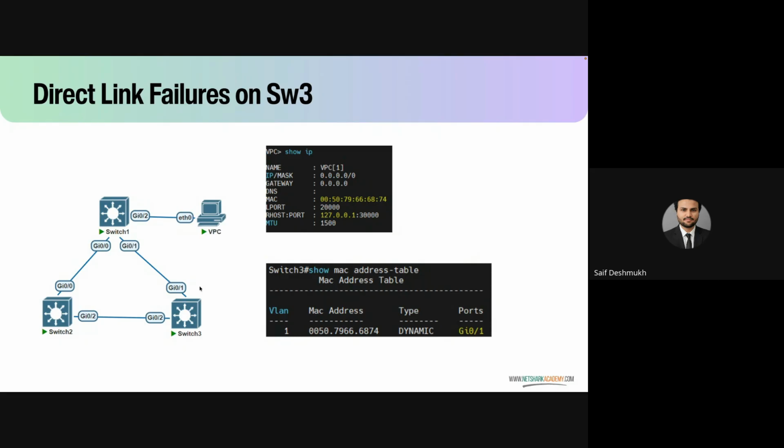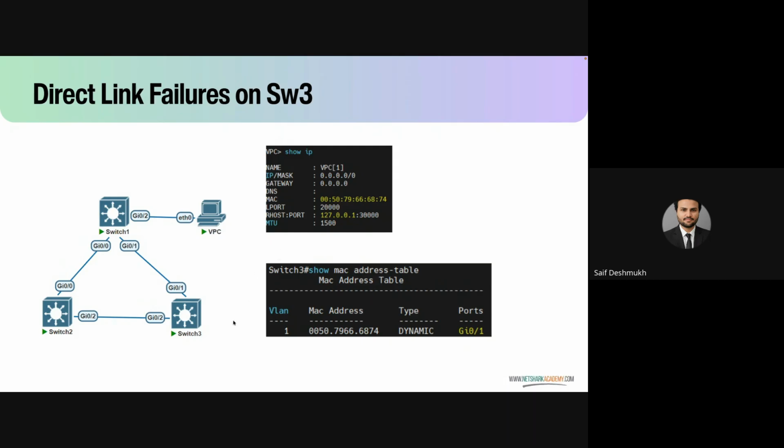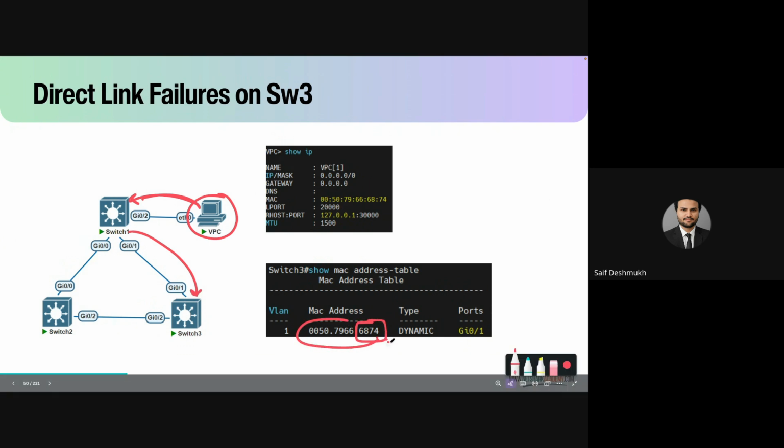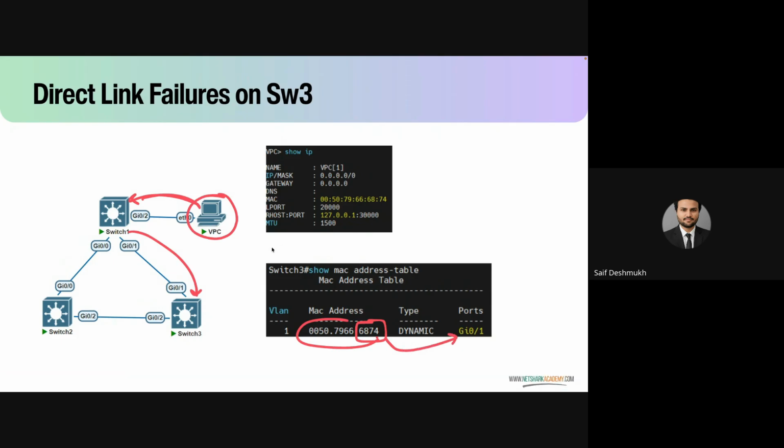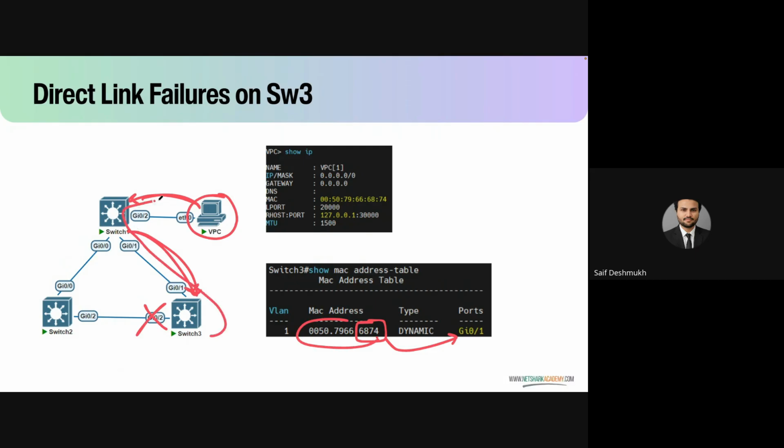But now, what we are trying to do here: the PC that is connected here, this VPC, is connected to switch 1 on 0/2, and switch 3 has learned a MAC address. Just try to remember 6874. It is telling us that we have learned this MAC address on 0/1, on the root port, because that's where we learn the MAC address. We will never learn the MAC address here. We learn the MAC address on the root port. That's why we'll send the traffic on that interface, and that's how the traffic always goes towards the root port.